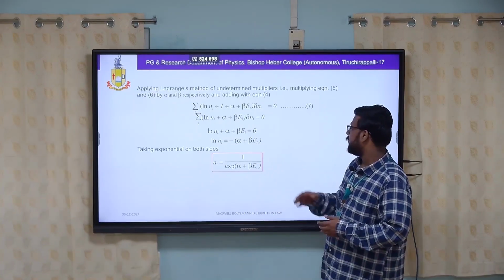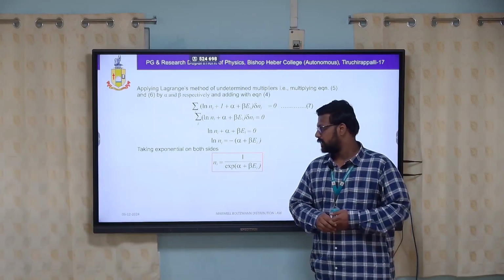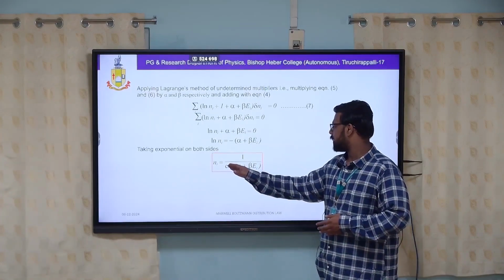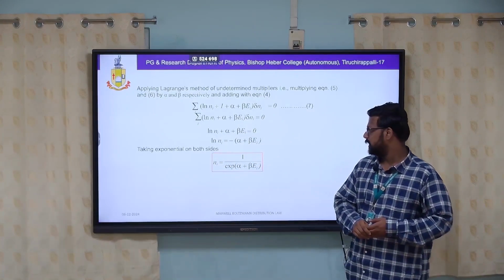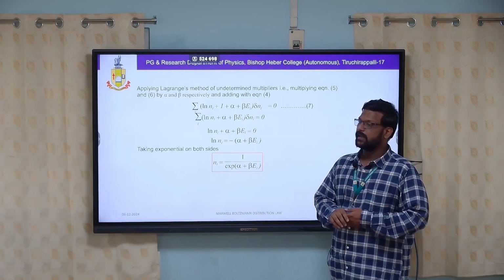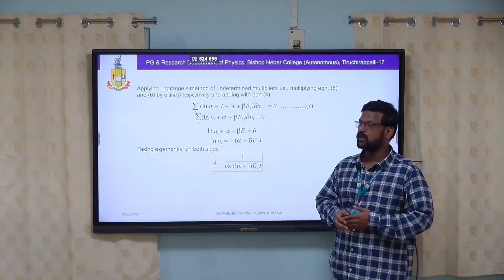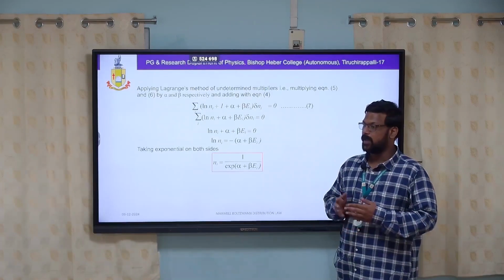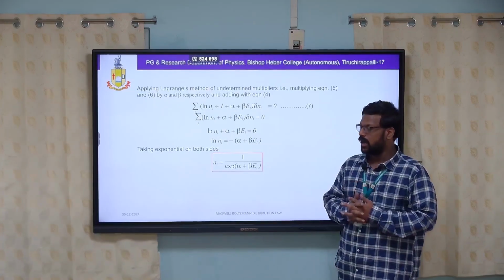Here epsilon i is the energy with respect to the given number of particles occupying a particular energy level. So this is the most probable distribution, and this is applicable for gas molecules in a closed container or a closed vessel, by applying the microcanonical ensemble idea.